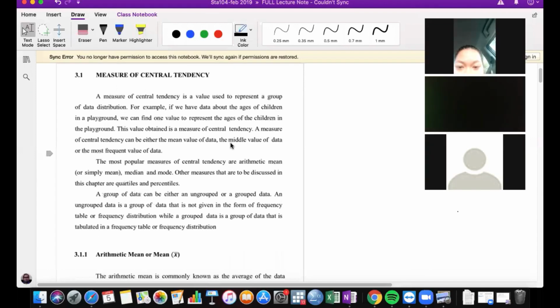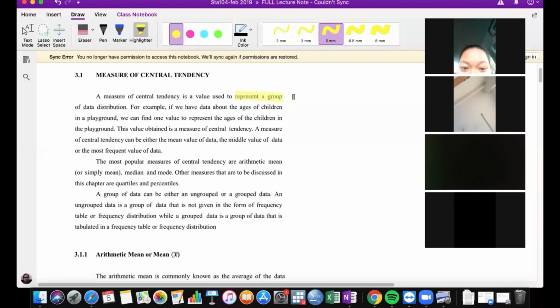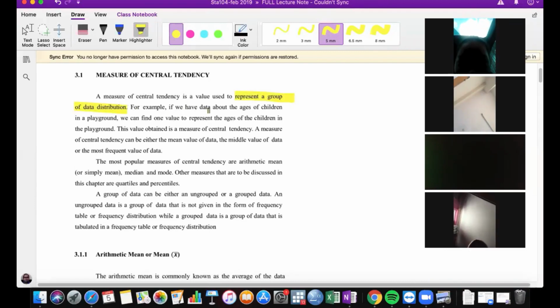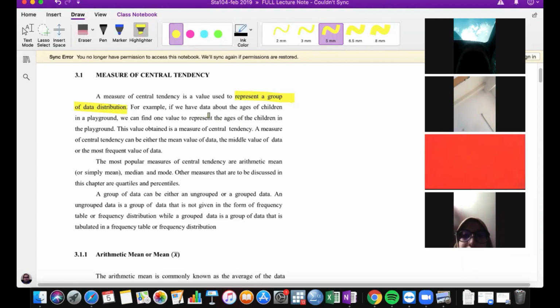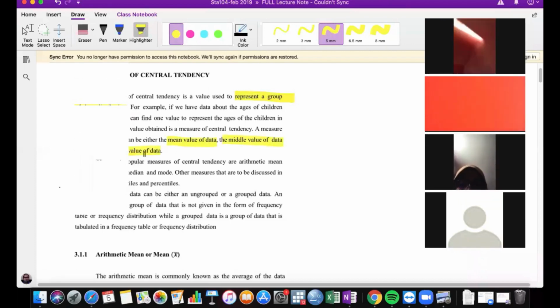Right, so measure of central tendency is a value used to represent a group of data distribution. For example, if you have data about the age of the children in a playground, we can have one value to represent the age of the children, such as the mean, mode, or median of the age. So a measure of central tendency can be the mean of the value of data, the middle value of data, which is the median, and the most frequent value of the data, which is the mode.